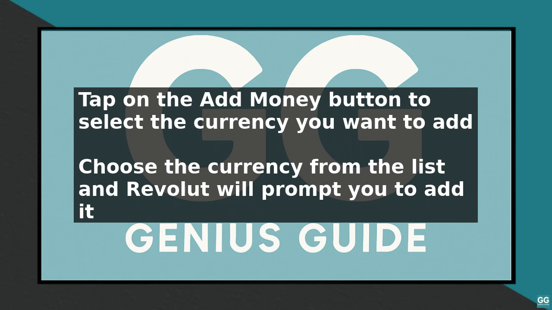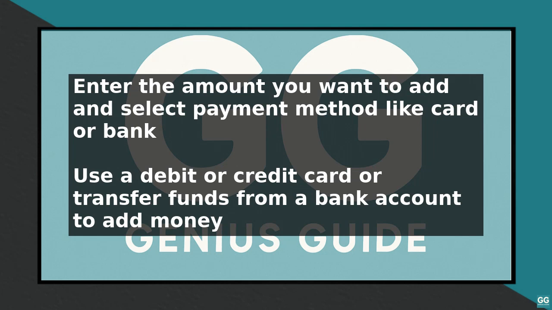You can add money to your Revolut account using a debit or credit card, or by transferring funds from a bank account. If you are using a card, enter the card details and confirm the transaction. If you are transferring funds from a bank account, you will need to enter the account details and confirm the transaction. Once the transaction is complete, the new currency will be added to your Revolut account and you will be able to use it to make payments, send money, or exchange it for other currencies.